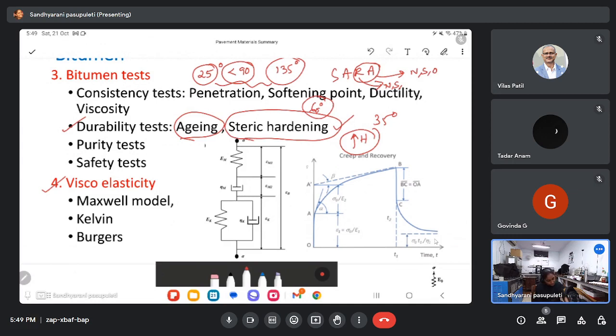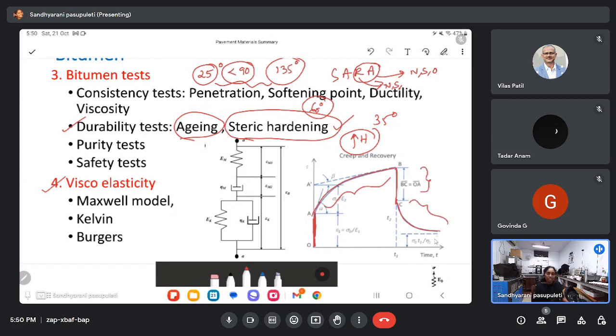That means when a load is applied, immediately there will be some deformation. This is because of the elasticity. Then there will be further deformation, and that deformation will keep increasing with time. After some time, if I remove the load, some of the deformation will be recovered. To recover fully is a time-dependent recovery. This is due to the elastic nature.